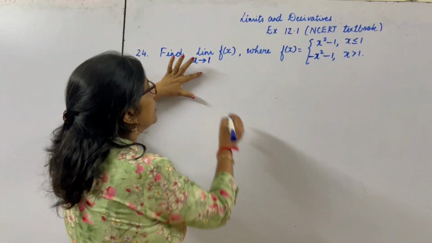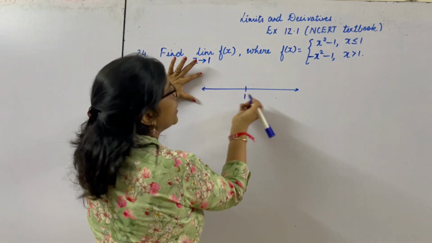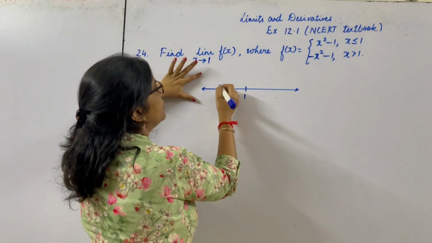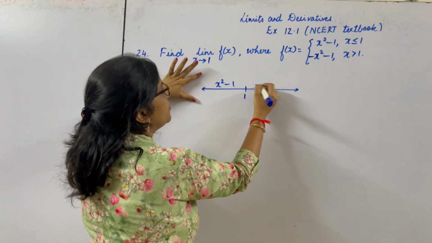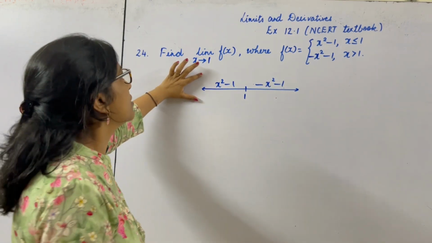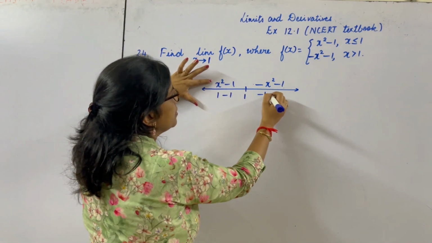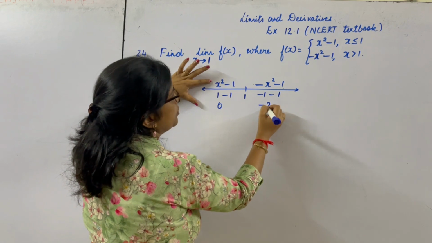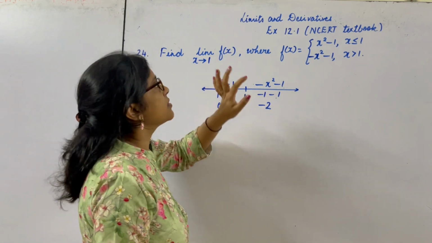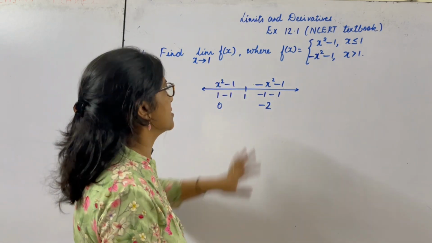Over here, the critical point is 1 and we have to find the limiting value at 1. So less than 1, the function is x square minus 1, and for greater than 1, it is minus x square minus 1. If this would be an MCQ question, we could simply substitute x as 1 to get the answer. Both the values are different. That means the limit of f(x) as x tends to 1 does not exist.